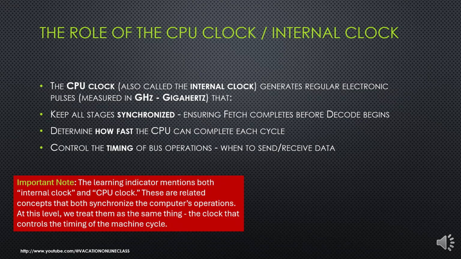Speed: a faster clock speed, higher gigahertz, means the CPU can complete more cycles per second, resulting in a faster computer. Timing: it controls exactly when the buses are active, ensuring data is sent and received at the precise moment required. This precise timing is essential for coordinating the flow of information.